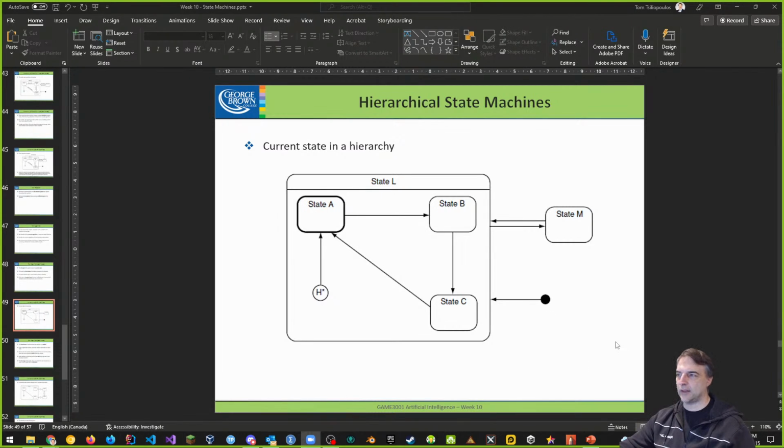Again, here's what it might look like. So we have a state L and a state M. This is just an example, who cares what these internal states are, but we have an initial state, which is state L. In state L, we have a series of substates that we want to keep track of. And because L has its initial state internally, it's going to start as state A. That's what that means.